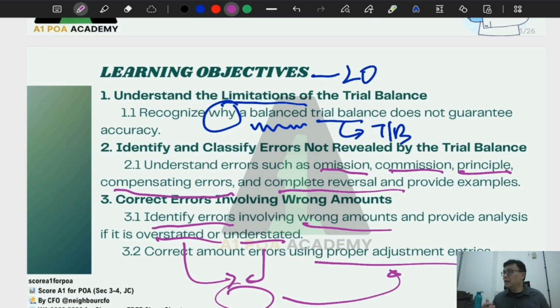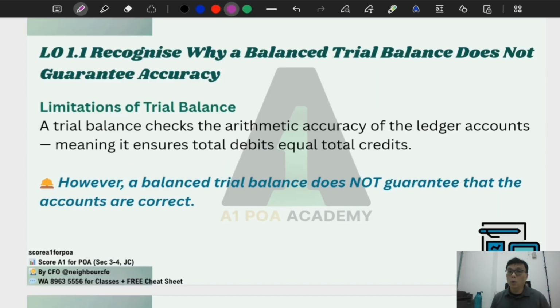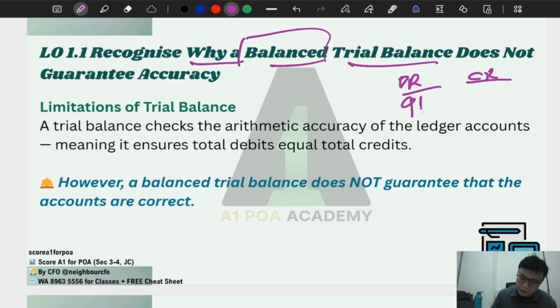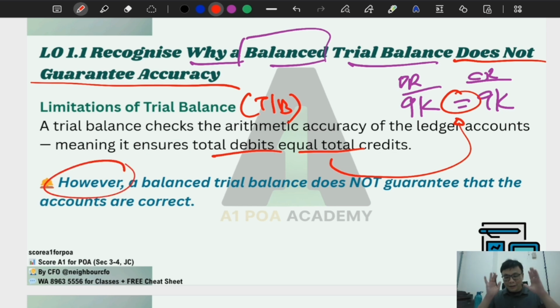Let us now zoom into the next slide, which goes more in depth on LO1: understand the limitations of the trial balance. LO 1.1, recognize why a balanced trial balance, for example debit 9K and credit 9K, does not guarantee accuracy. Limitation of the trial balance: a TB checks the arithmetic accuracy of the ledger accounts, meaning it ensures the total debits equal total credits. However, the trial balance does not guarantee that the accounts are correct.